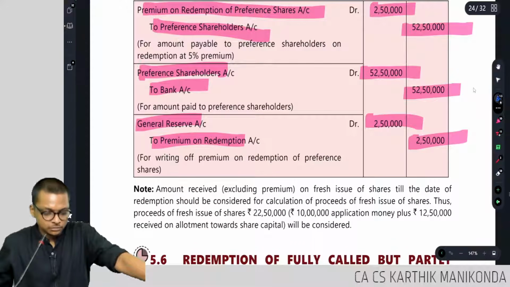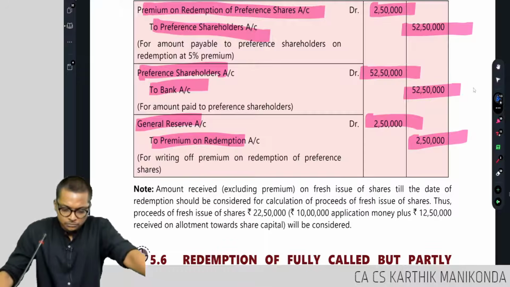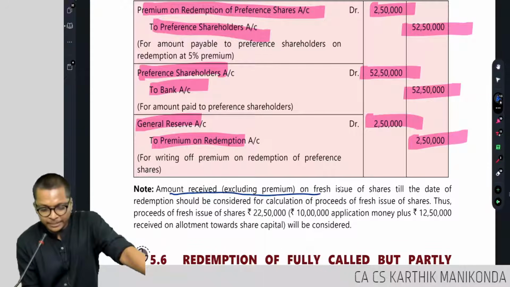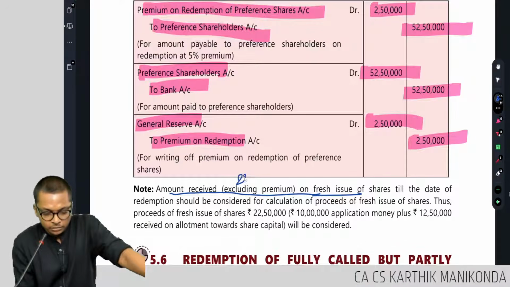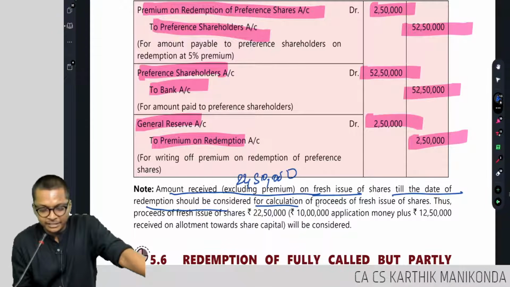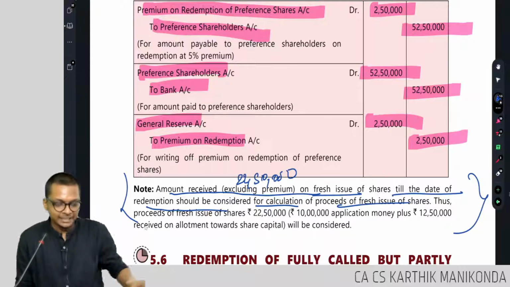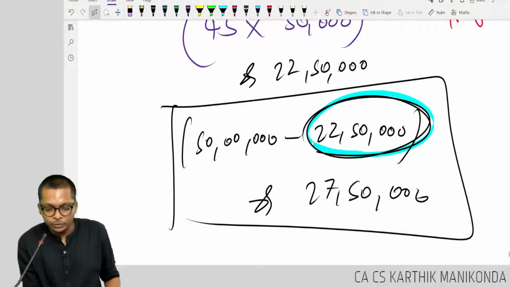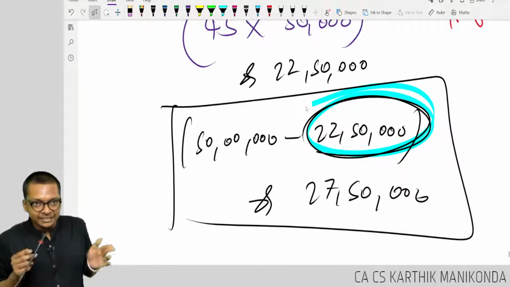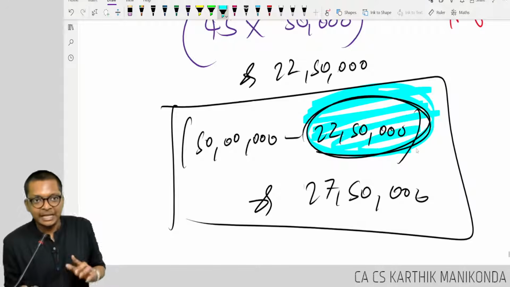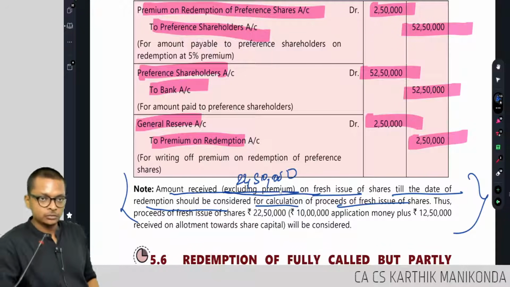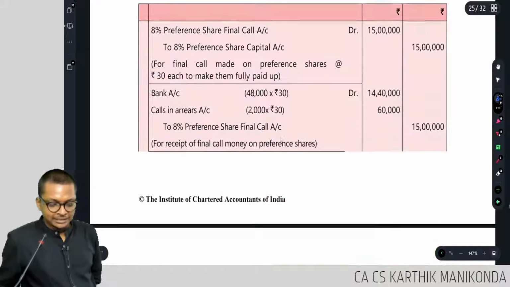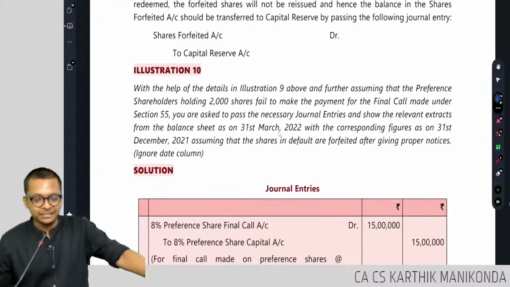What about the amount received excluding premium on fresh issue, which is 22 lakhs 50,000 till the date of redemption, should be considered for calculation. What I explained is only the note. He is saying why I should take only 22 lakh 50, because on the date of redemption I received only this, and you should not consider premium. That's why he is saying exclude premium. Understood? Okay.